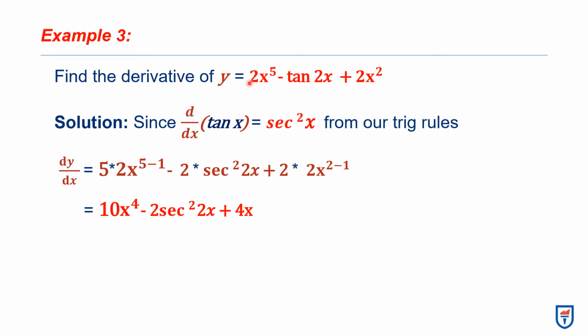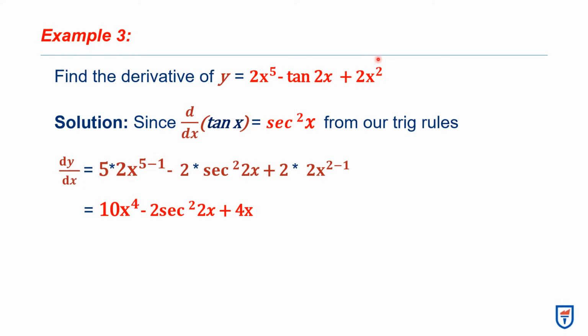And then the first term, which is 2x to the power 5, when we're differentiating using the power rule as well as the constant multiplication rule, we're going to take the power and multiply it with the term that we have, which is 2 times 5. Then we subtract 1 from the power, so we end up having 5 times 2x to the power 5 minus 1, by the power rule as well as the constant multiplication.